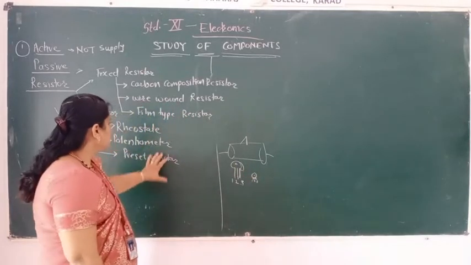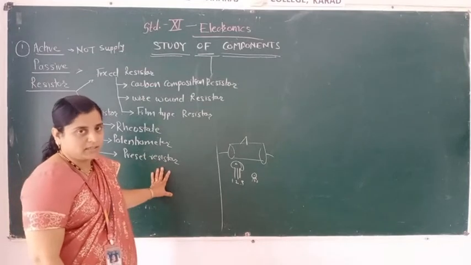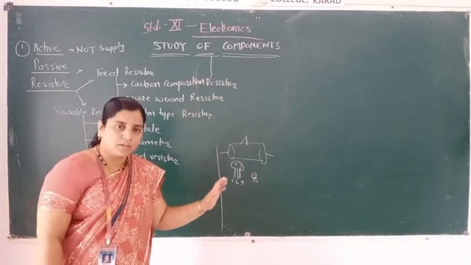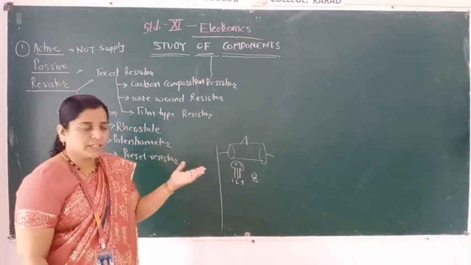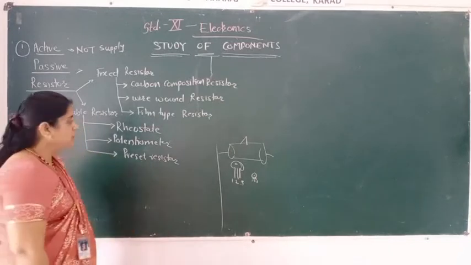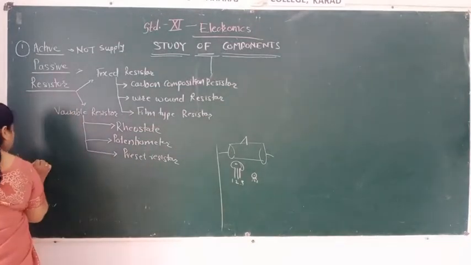So these are the three types of variable resistor. Variable resistors are those resistors whose value is not constant, whose value always changes. That is called a variable resistor. Next part we have seen is the capacitor.